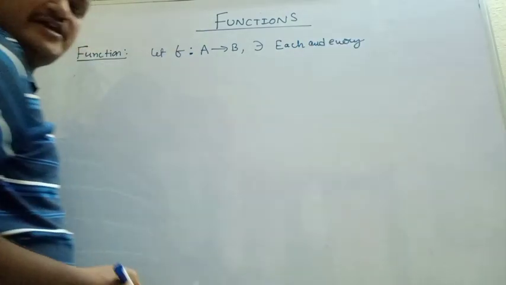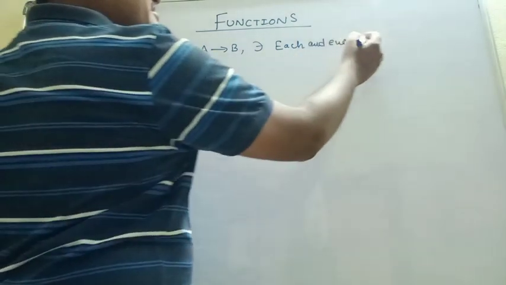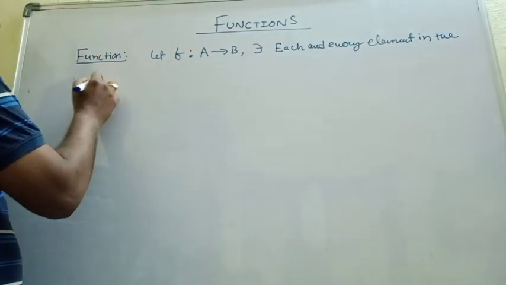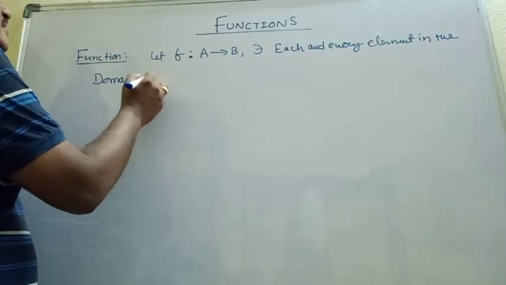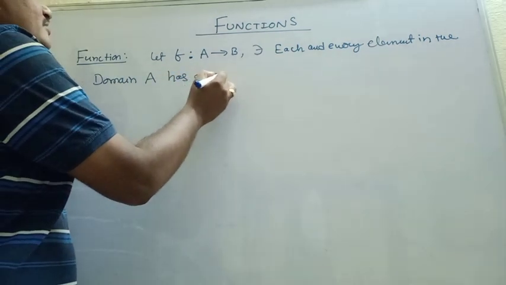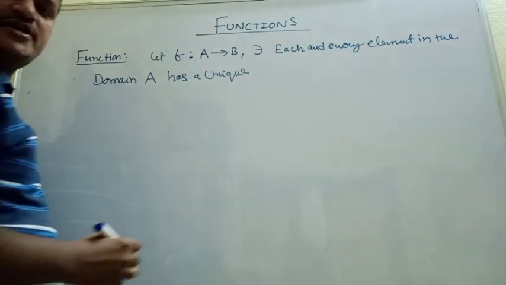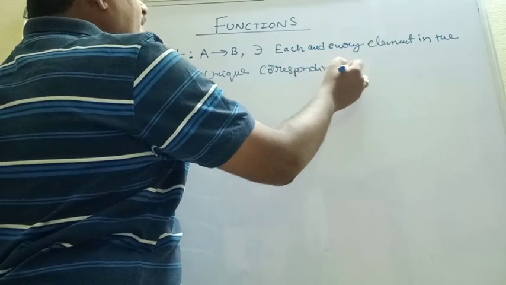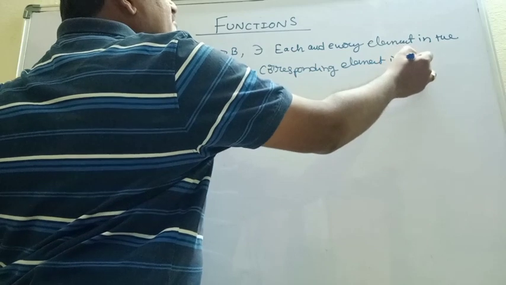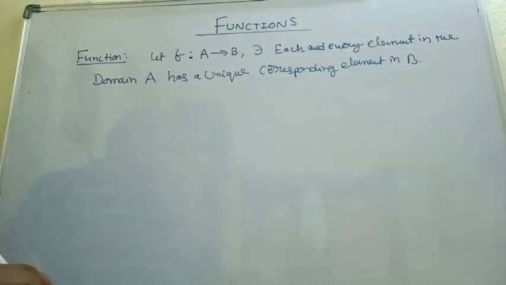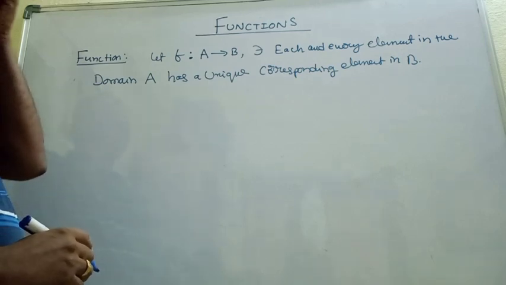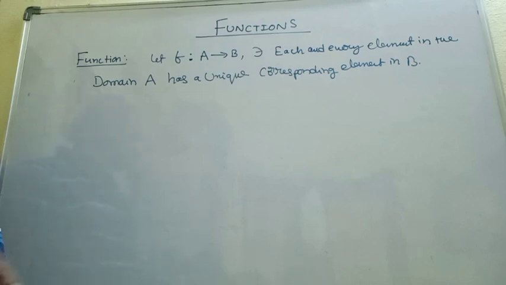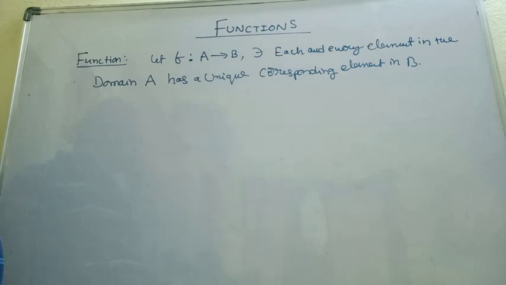each and every element in the domain A has a unique corresponding element in B, right? f is a function from A to B such that each and every element in the domain A has a unique corresponding element in B, like this, right? Fine.